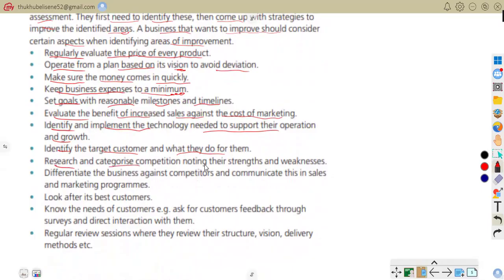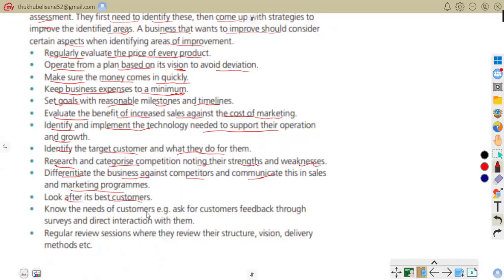Research and categorize competition, noting their strengths as well as their weaknesses. Meaning to say, the business should study competitors and identify their strengths and weaknesses to understand how it compares with them. Differentiate the business against competitors and communicate this in sales and marketing programs. The business should identify what makes it different or better and communicate this through its sales and marketing activities.